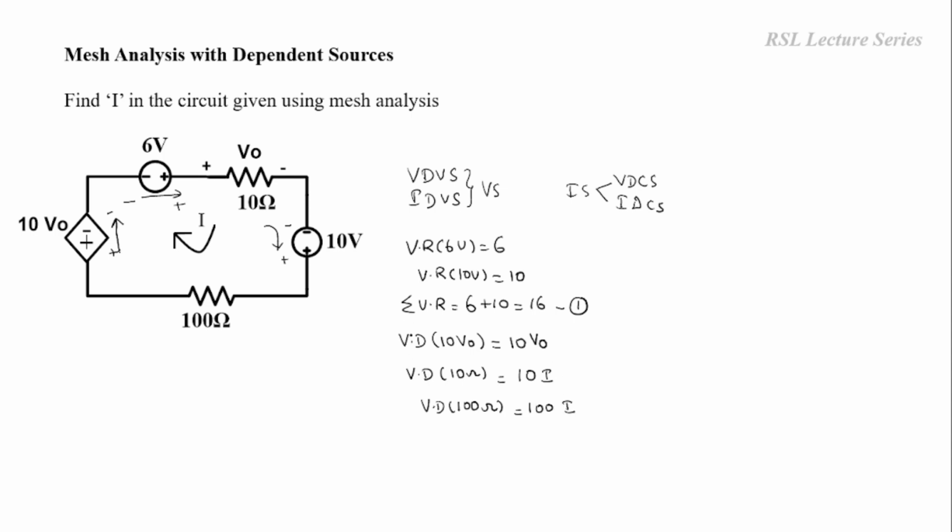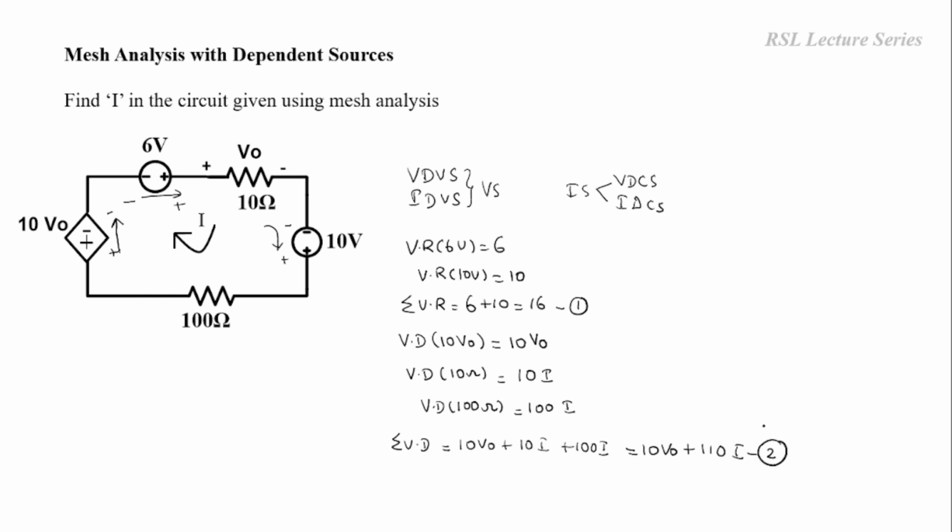So we have written all the voltage drops and all the voltage rises. Now we have to add all the voltage drops: 10 V0 plus 10 I plus 100 I. By adding all these, we get 10 V0 plus 110 I. This is equation number 2.